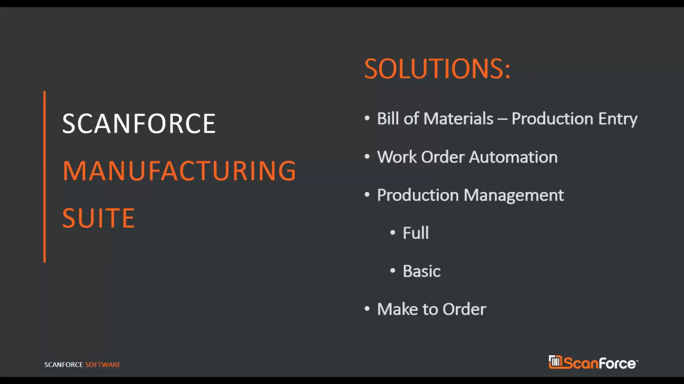And with production management, we offer two versions. We have a full version, and then we're calling our basic or light version. The basic version is simply just the automation of a material issue completion or labor entry. Does not integrate with multi-bin or anything like that. You need our full version for that.